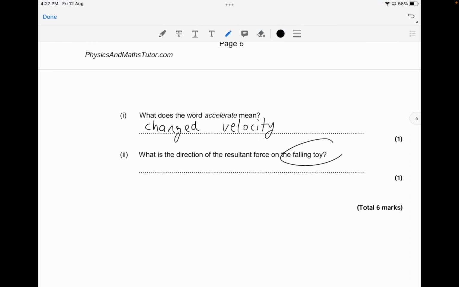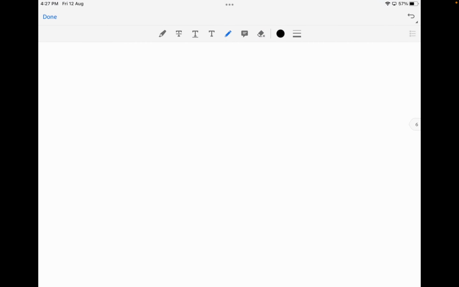Since the toy is falling, it's going to fall downwards, right? So the direction is going to be downwards. That's all. You're just going to mention that it's going to be downwards. You can say the toy's falling towards the ground, or you could just show the arrow itself downwards. That's all right, but technically just stick to words. It's much better in terms of dealing with these types of questions. All right, let's move on to the next question.